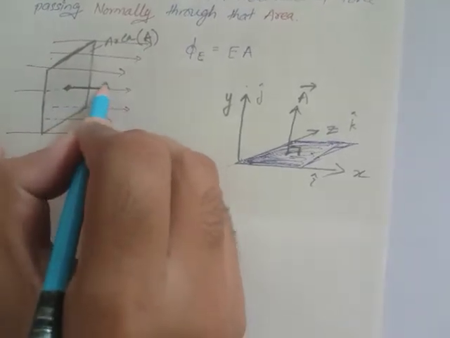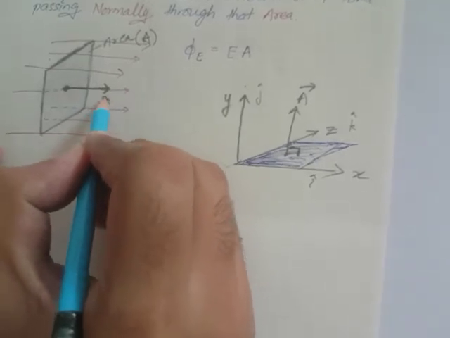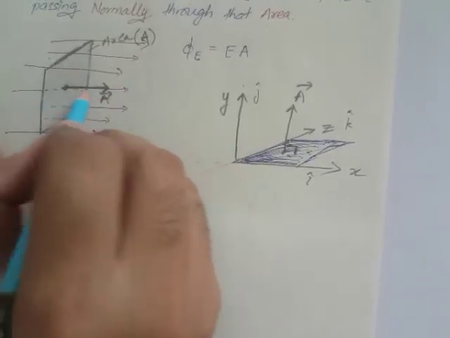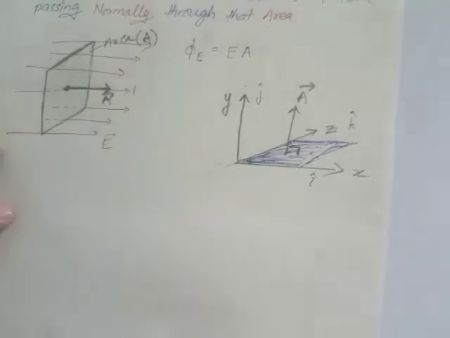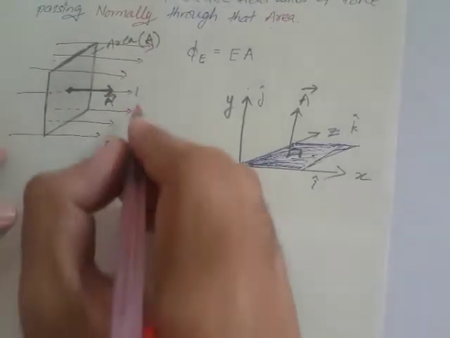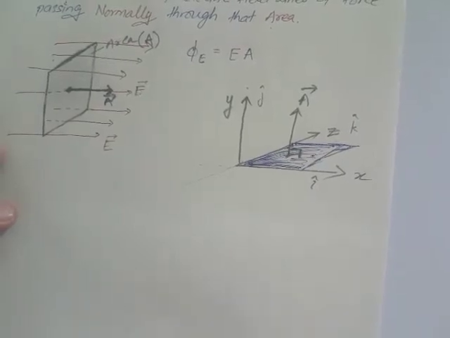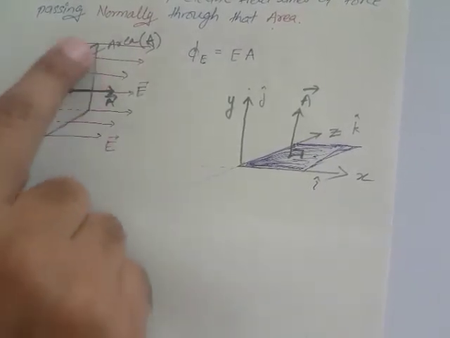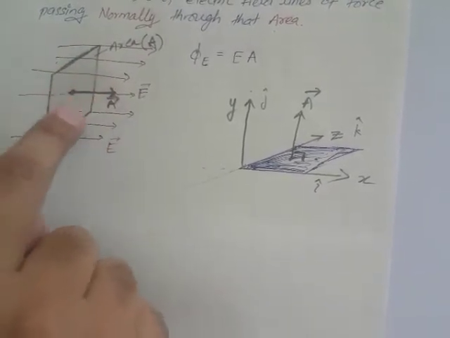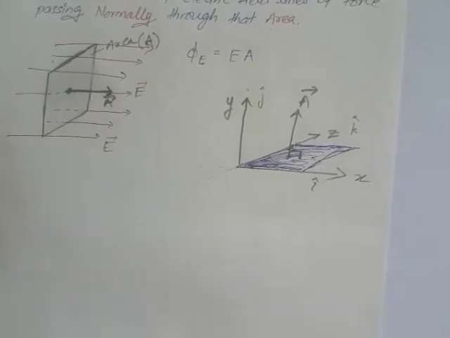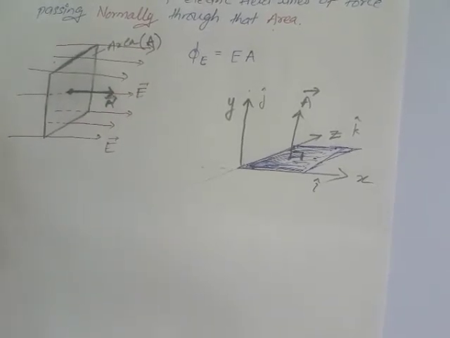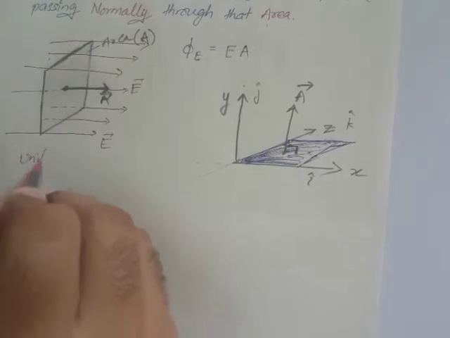So it will be the same with respect to the electric field. This one is my area vector and this one is my electric field, as we can see here. And they are forming 90 degrees, and it is the maximum number of electric field lines that pass through this area. Here the electric field lines are considered to be uniform.